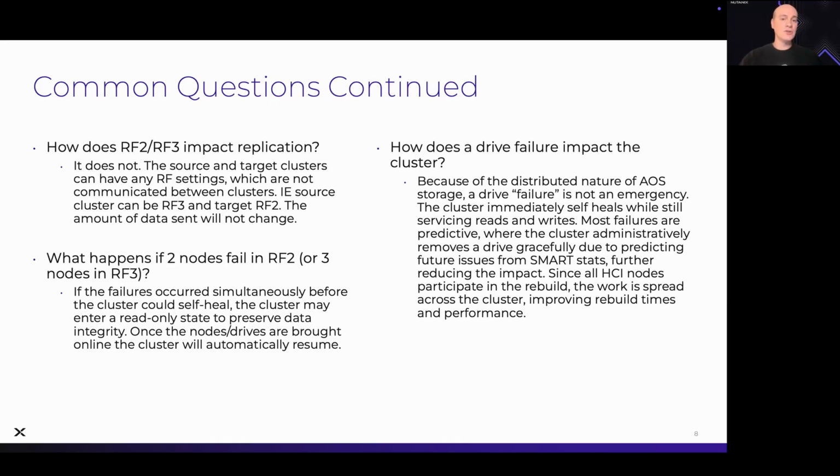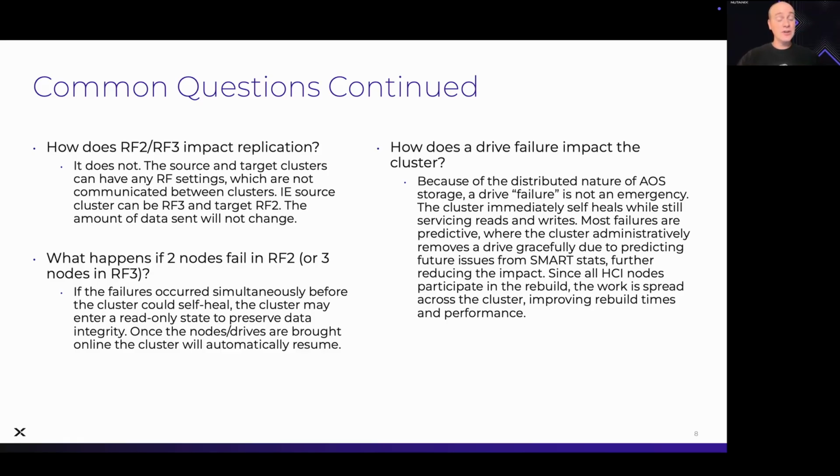I do have a couple more common questions. One that always surprises me when it comes up, but I can see where it's coming from, is how do RF2 and RF3 impact replication? By replication, that means replication of your data from one cluster to another. The simple answer is it does not. The source and target clusters can absolutely have different RF settings. The RF setting between the two clusters is not even communicated, so your source cluster does not know what the RF settings are on the destination cluster and vice versa. The amount of data sent does not change.